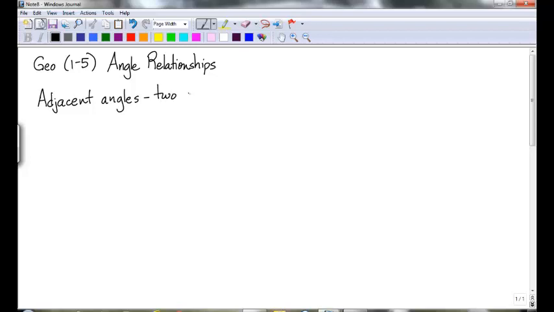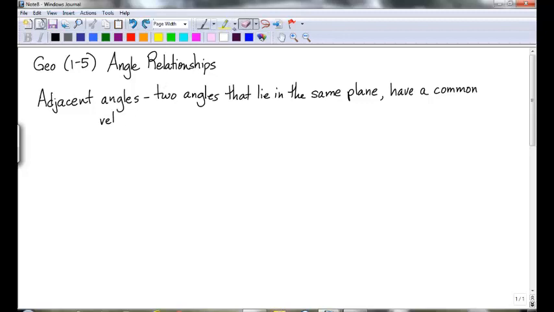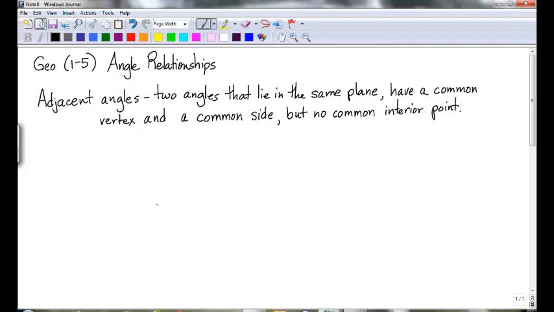Those are two angles that lie in the same plane, have a common vertex, and a common side, but no common interior point. It's like saying those two angles can't overlap. Here's an example.